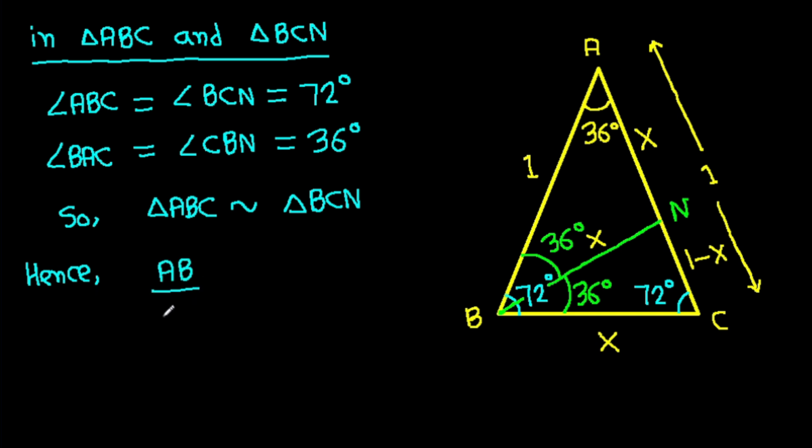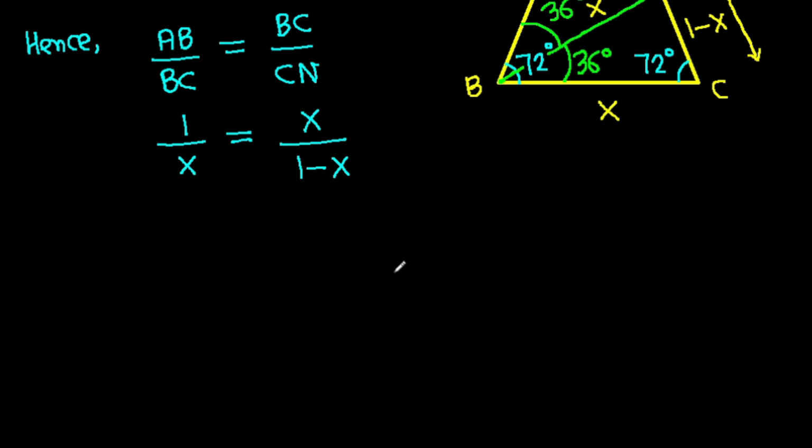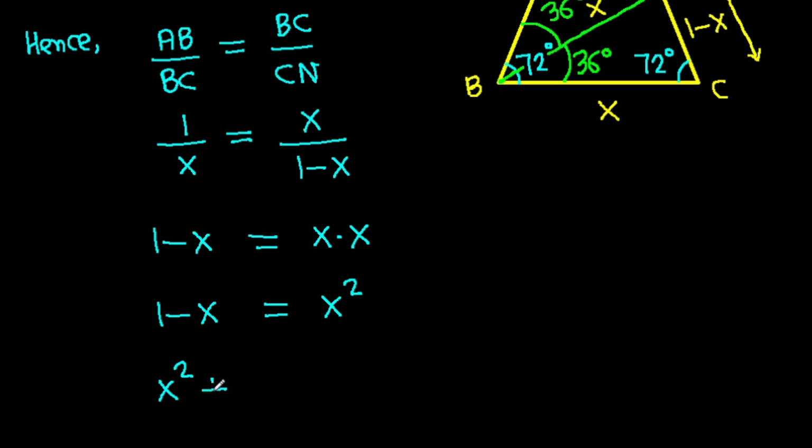AB over BC, it will be equal to BC over CN, and AB is 1 over BC is X. It is equal to BC is X over CN is 1 minus X, and if we cross multiply, then 1 minus X, it will be X times X, and 1 minus X is X square, and X square plus X minus 1, it will be equal to 0.